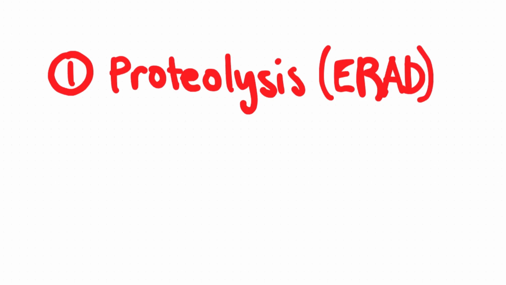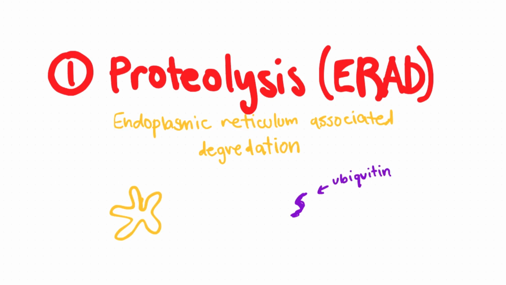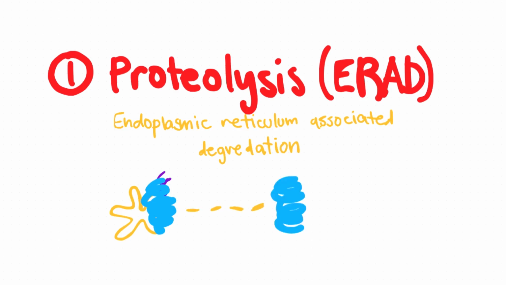The first way is proteolysis, also known as ERAD, or endoplasmic reticulum associated degradation. In this scenario, the protein undergoes ubiquitination, where it is tagged for destruction. The protein is then unfolded and chopped up by the proteasome into short polypeptide chains. It is further broken down into amino acid building blocks by other proteases to be reused in future protein synthesis. The second method is known as autophagy.